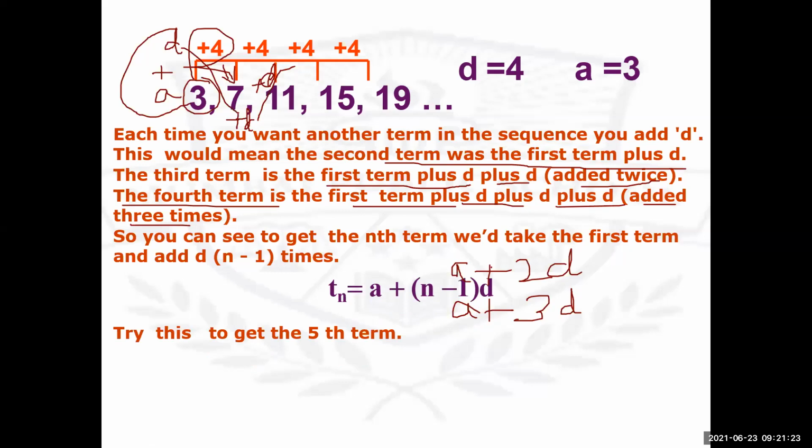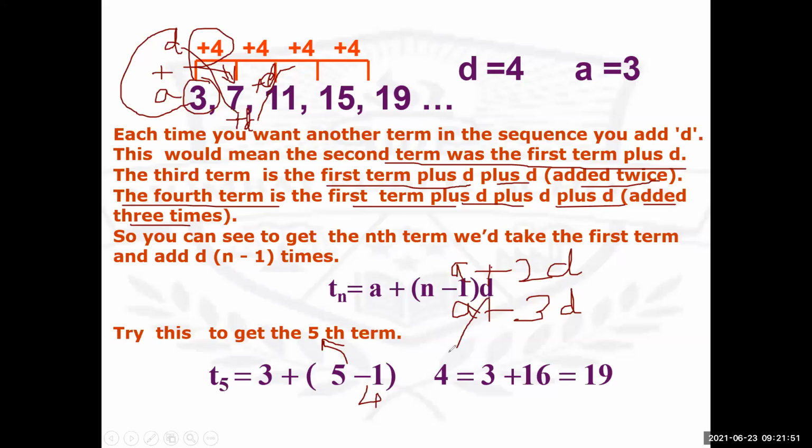Try this to get the fifth term. Now you can apply the formula. T5 equals 3 plus (5 minus 1) into the difference. In place of n, we have substituted 5 because we want the fifth term. So 5 minus 1 is 4, and the difference is 4. So 3 plus 16, because 4 into 4 is 16. So 3 plus 16 equals 19. The fifth term is 19. In this way, you are going to solve this.